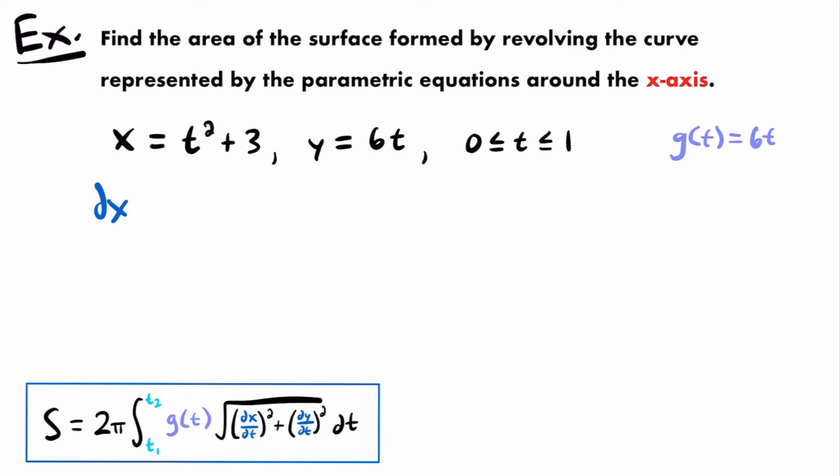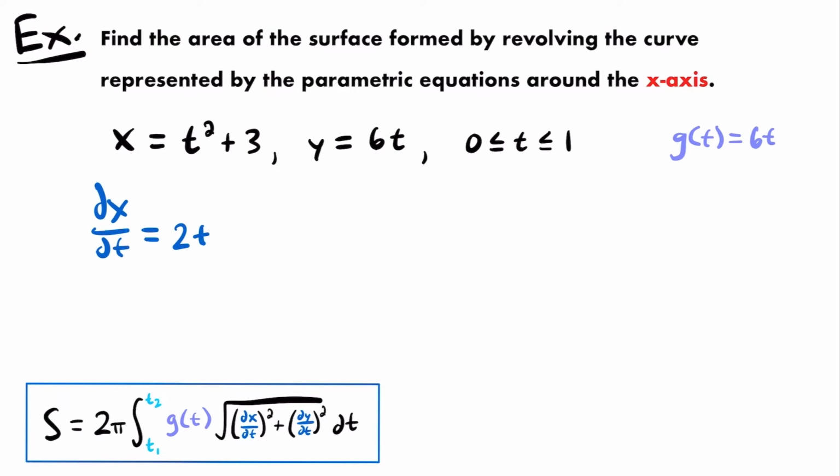Let's start with dx/dt. dx/dt is equal to the derivative of t squared plus 3. Using the power rule for derivatives on this term, we will get 2t, right? We multiply the exponent down and subtract 1 from the exponent, so we have 2t to the first power. And the derivative of 3 is 0 because 3 is a constant, and the derivative of all constants is 0. So dx/dt is just 2t.